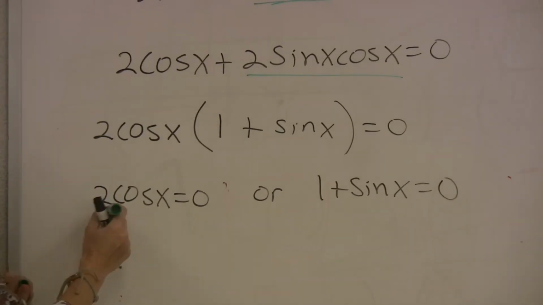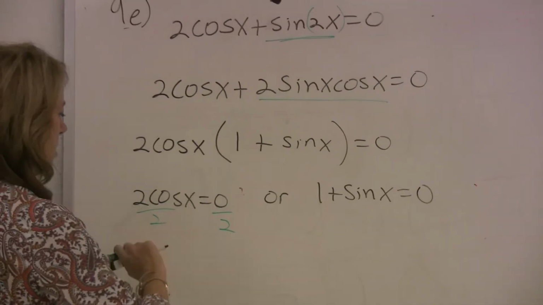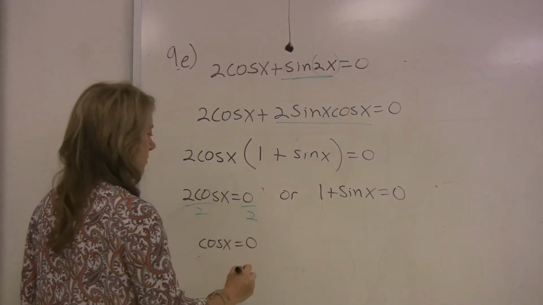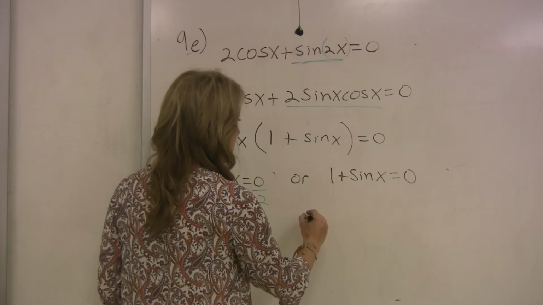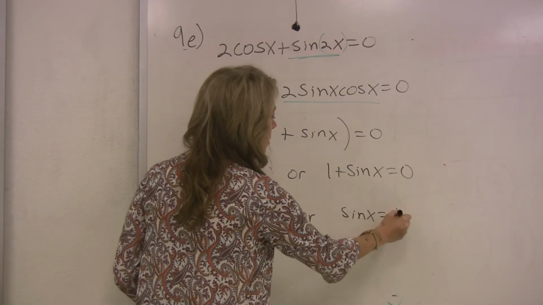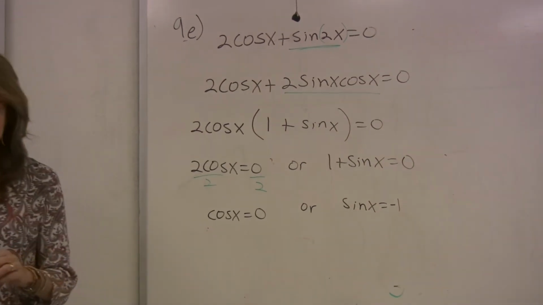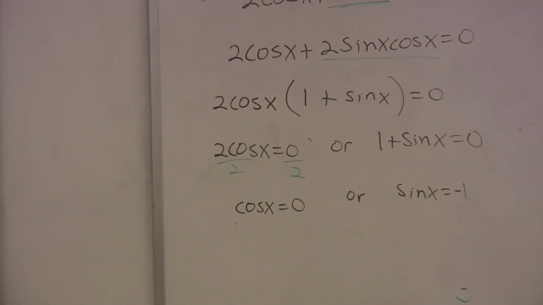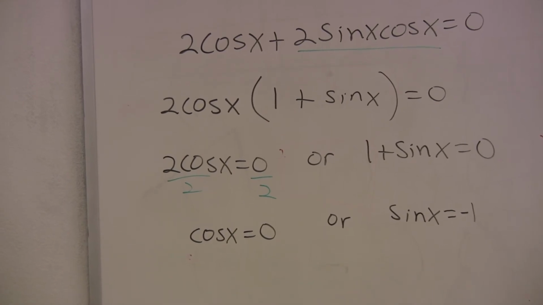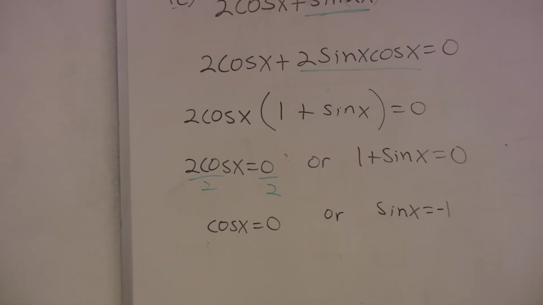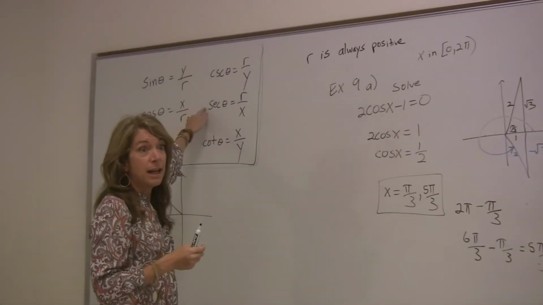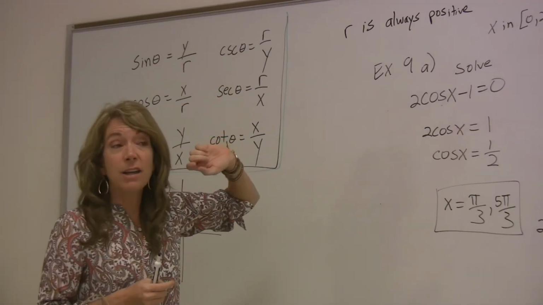I'll divide both sides by 2 here. Cosine x equals 0. Or, I'm going to subtract 1 over here, always isolating the trig function by itself. So we're panicking. Oh, there's more trig. We don't think we're confident yet. But as long as you remember that the cosine is talking about the x and the sine is talking about the y, you're going to be okay.